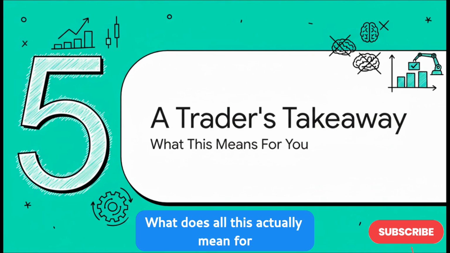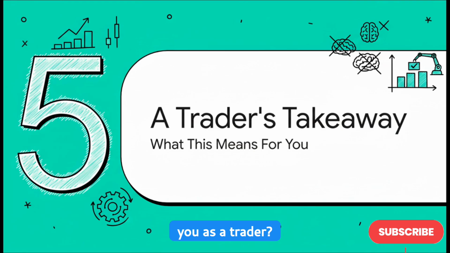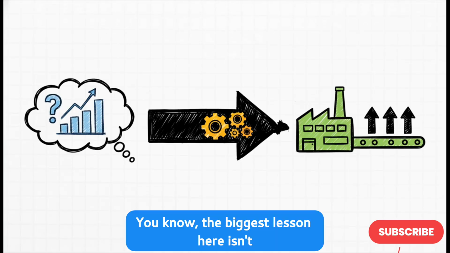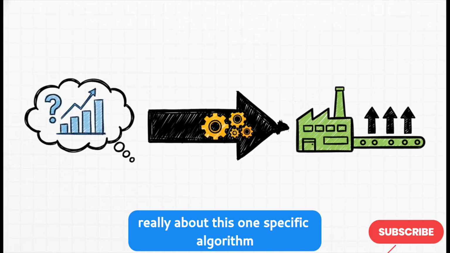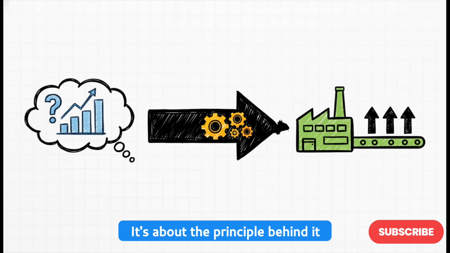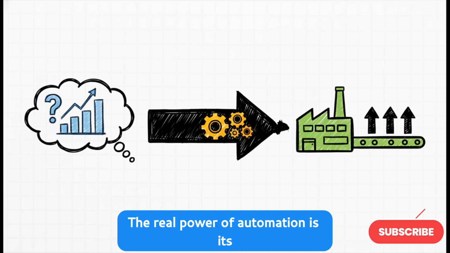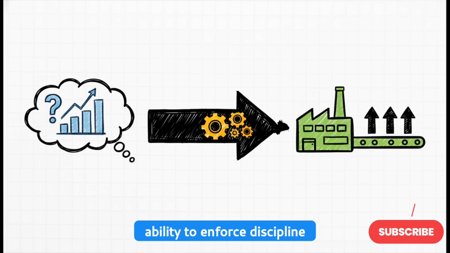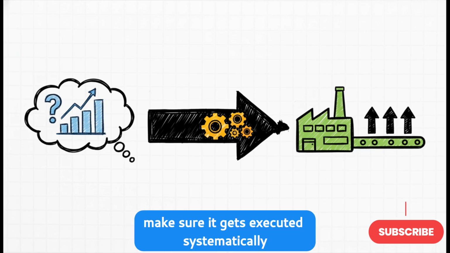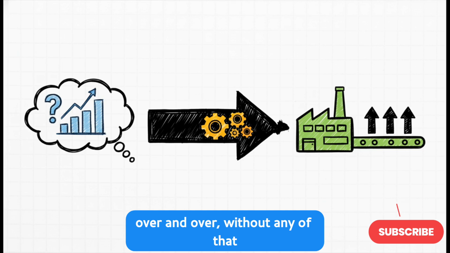Okay, so we've cracked the code, we've seen what's inside, but what's the real takeaway here? What does all this actually mean for you as a trader? The biggest lesson here isn't really about this one specific algorithm. It's about the principle behind it. The real power of automation is its ability to enforce discipline. It can take a solid strategy and make sure it gets executed systematically, over and over, without any of that emotional baggage getting in the way.